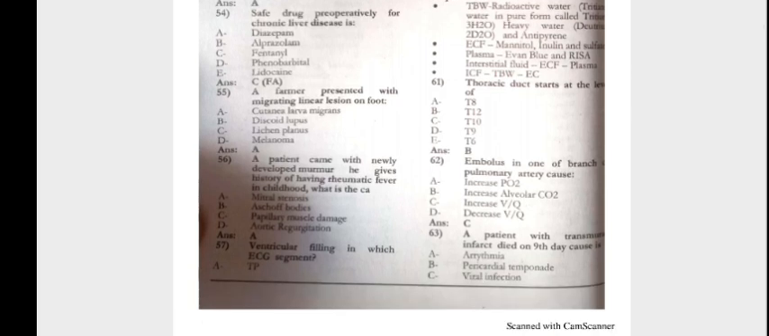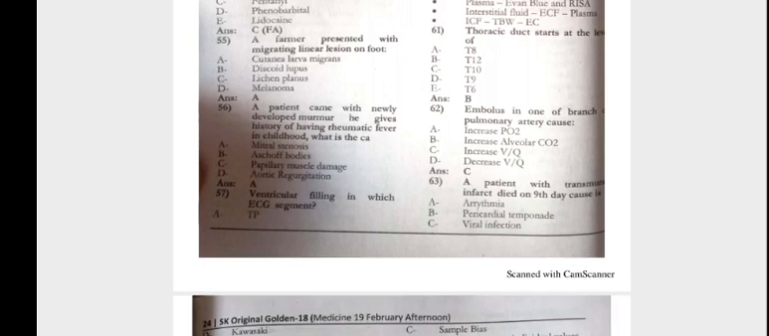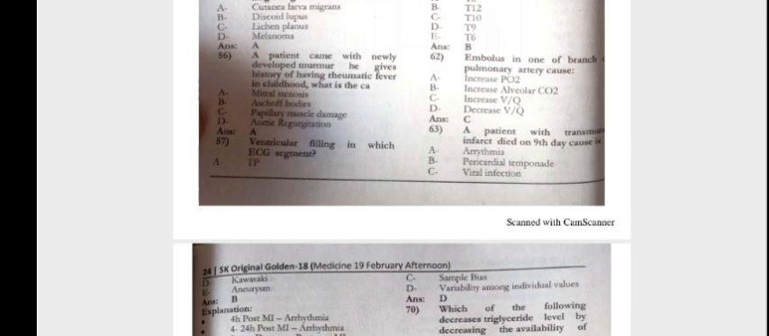Farmer presented with a migrating linear lesion on the foot. That is cutaneous larva migrans. The patient came with a newly developed murmur. He gives history of having rheumatic fever in childhood. That could be mitral stenosis.